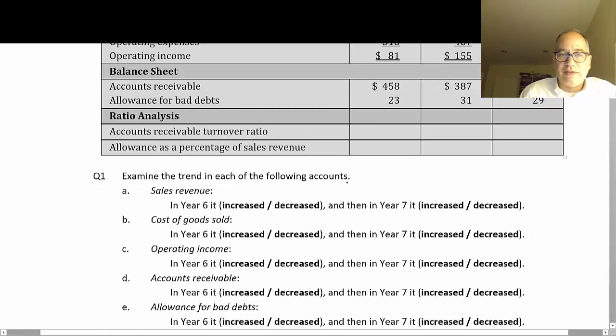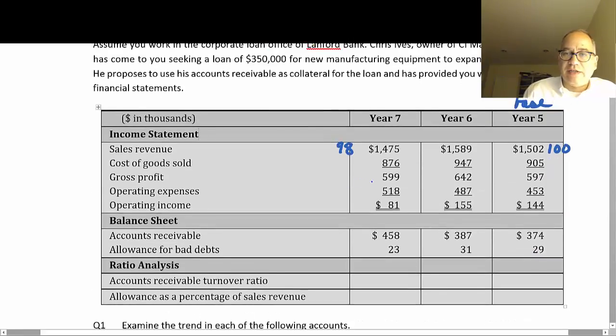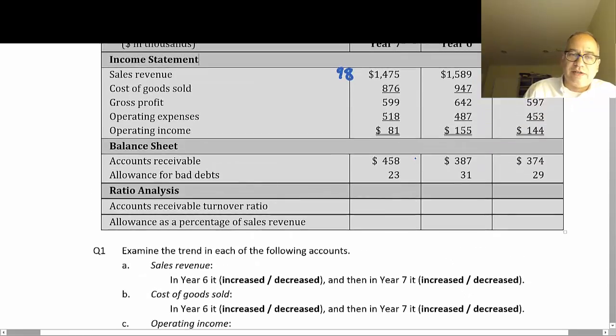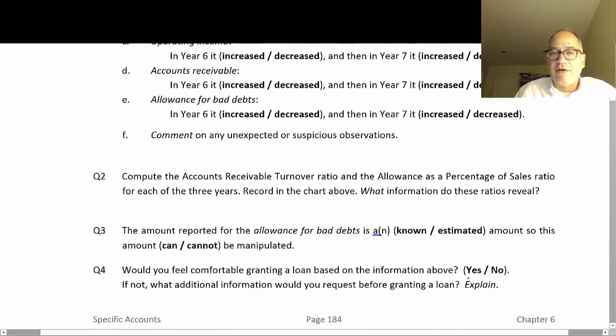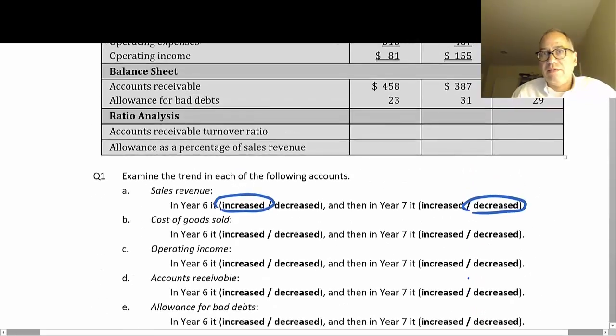So then here, sales revenue in year 6, your trend analysis is 105.8. It's obviously higher, but in year 7, it's actually lower. So in year 6, sales revenue increased, and in year 7, it decreased. So take 5 minutes right now and please complete the whole thing, and then continue to watch the video.